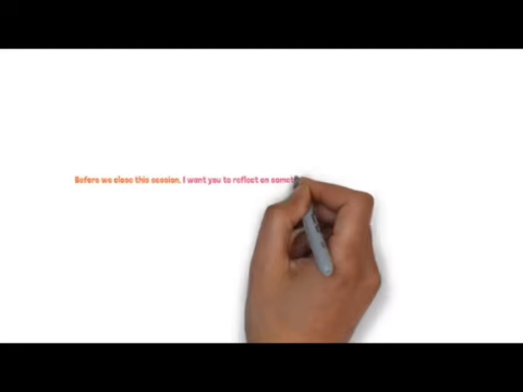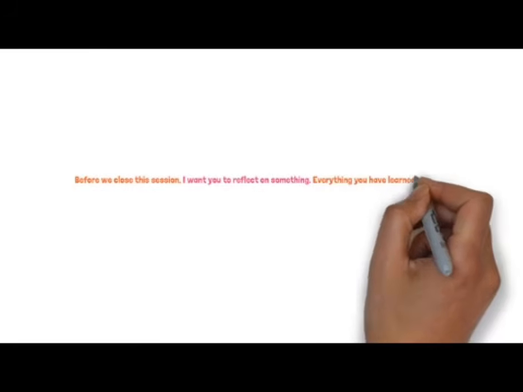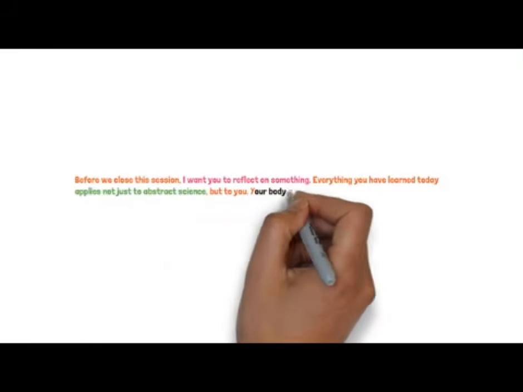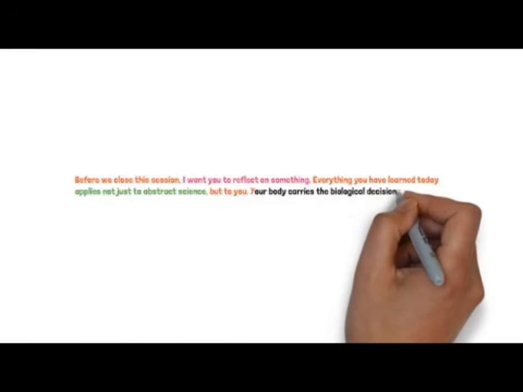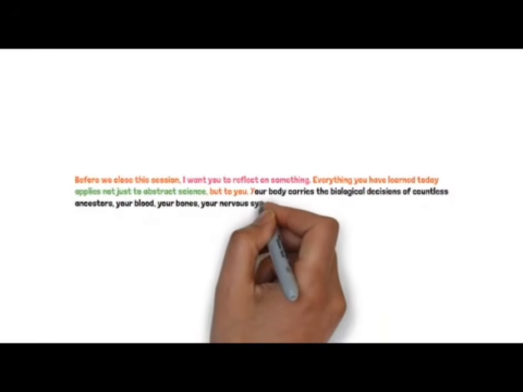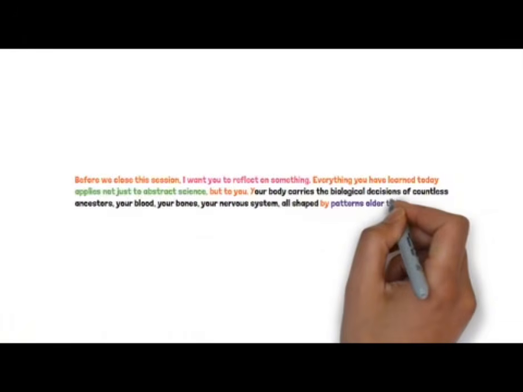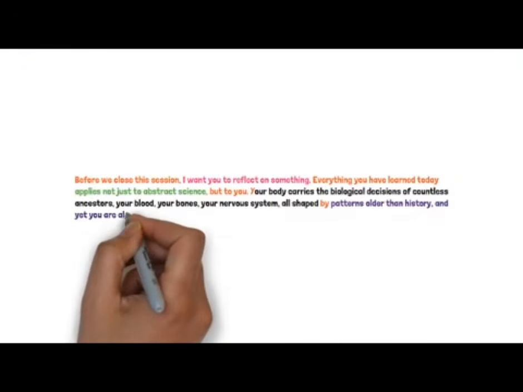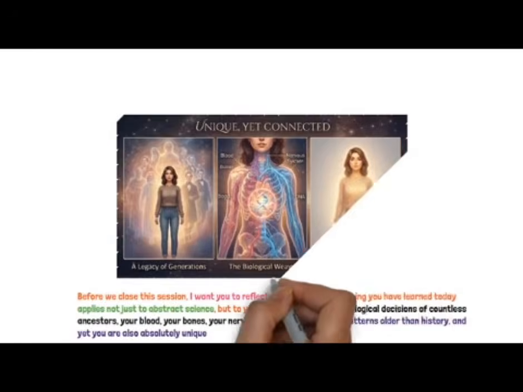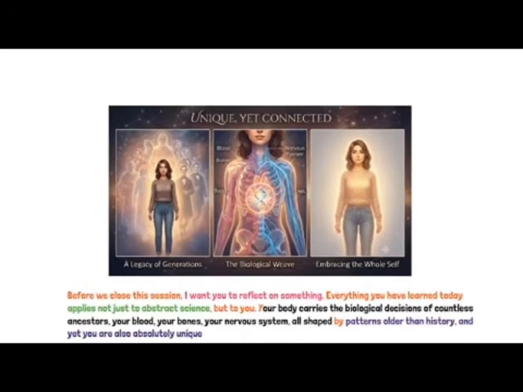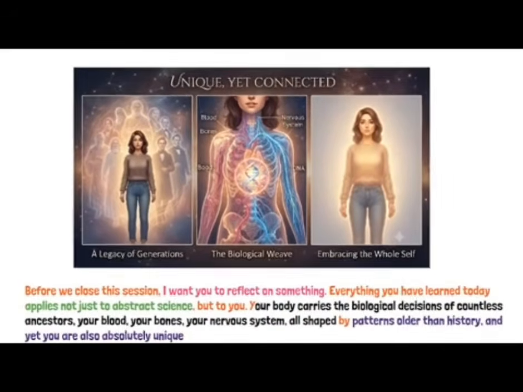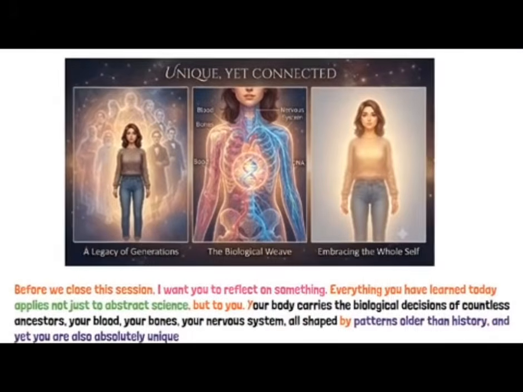Before we close this session, I want you to reflect on something. Everything you have learnt today applies not just to abstract science, but to you. Your body carries the biological decisions of countless ancestors. Your blood, your bones, your nervous system, all shaped by patterns older than history. And yet, you are also absolutely unique.